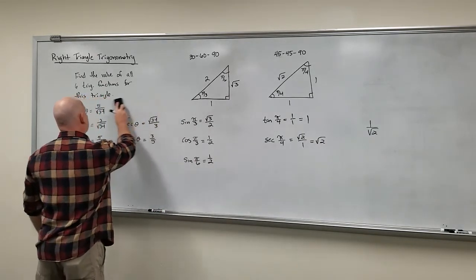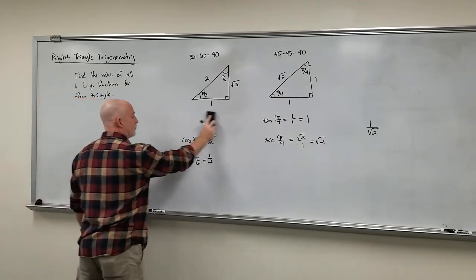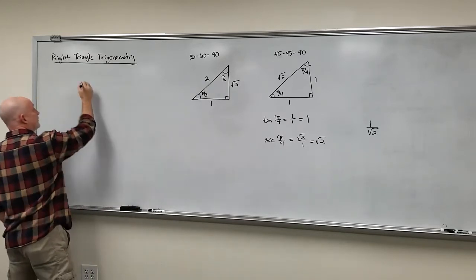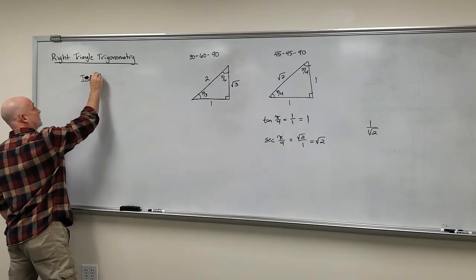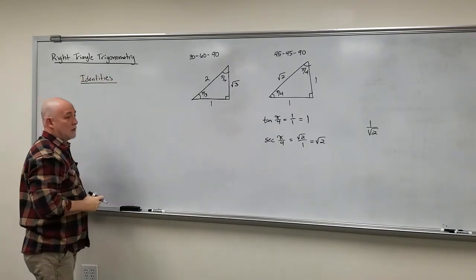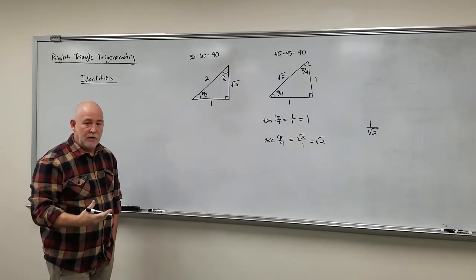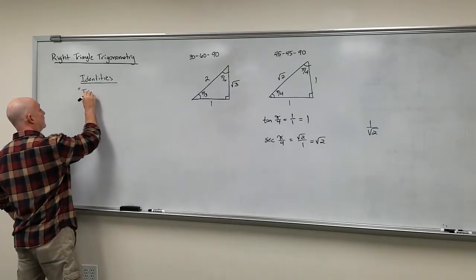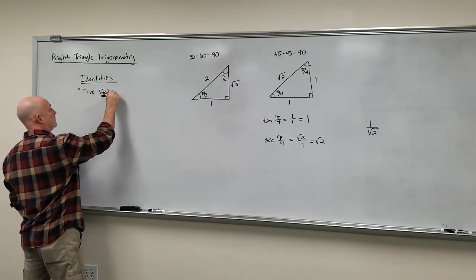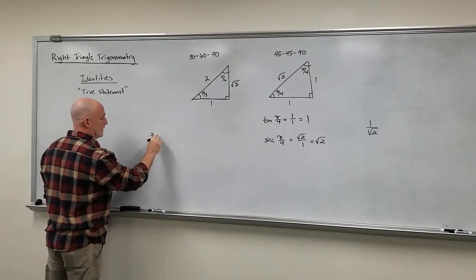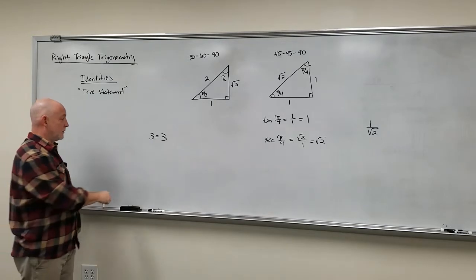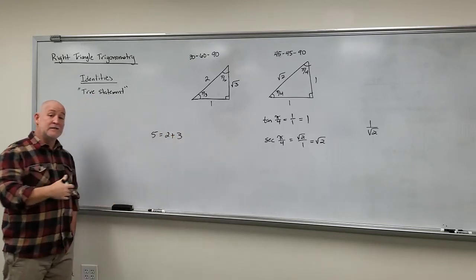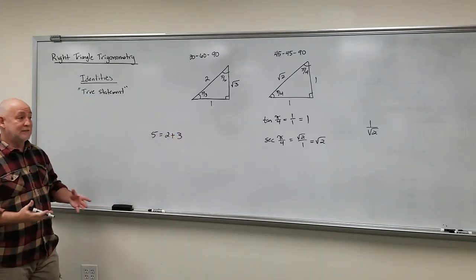All right, let's take a look at a few more things about our right triangle trigonometry. Because we can see that a lot of the sides are related, we end up with a lot of things that are called identities. Now, an identity is a word that you're going to hear a lot in math classes, but all identity means is a true statement. So 3 equals 3 is a true statement. You know, 5 equals 2 plus 3. That is a true statement. So these all can be considered identities.